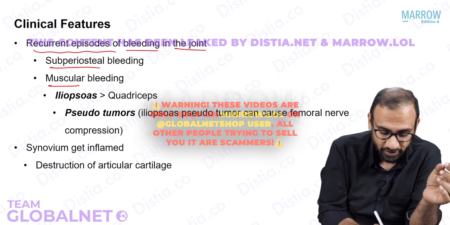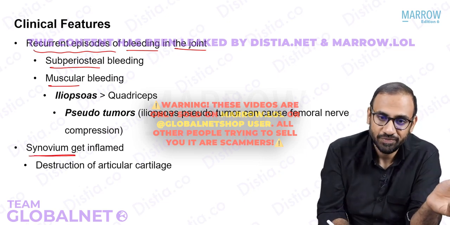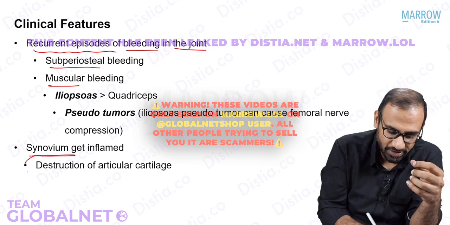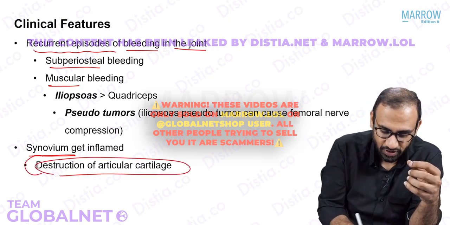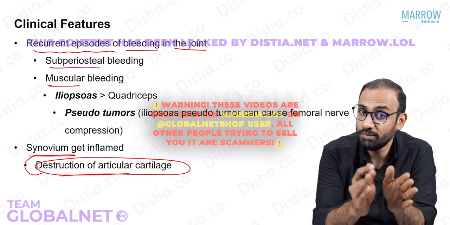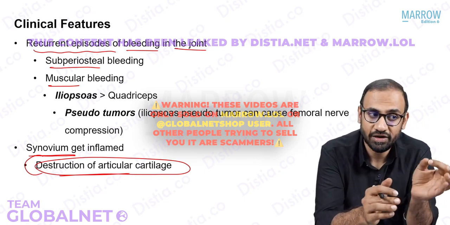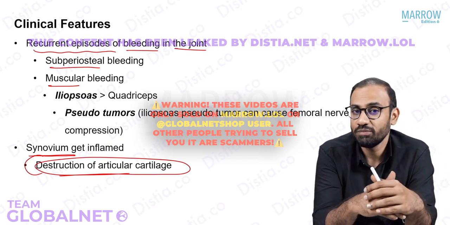It can bleed into the joint, causing inflammation of the synovium. Right? Inflammation of the synovium is what causes the destruction of the articular cartilage in patients with hemophilic arthropathy. But they've asked MCQs about bleeding under the periosteum and bleeding into the muscle also.